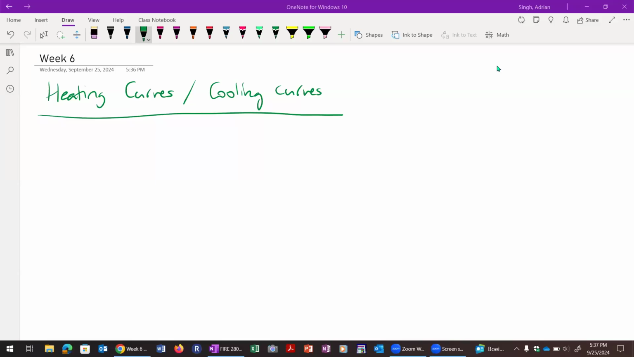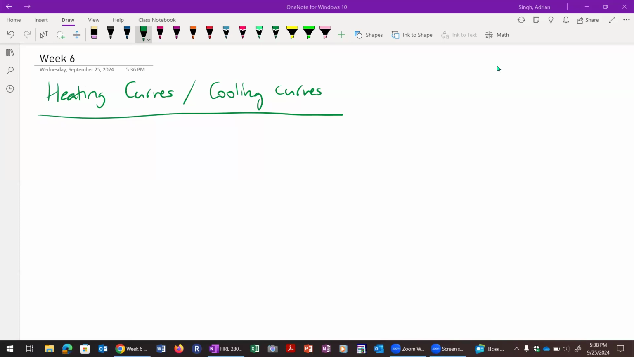Okay, so now that we have an idea of all the different physical states, solids, liquids, gases, as well as the transitions between them, we're going to put all of these together now in what are known as heating curves, or sometimes they're referred to as cooling curves, which is just the opposite way of looking at this.